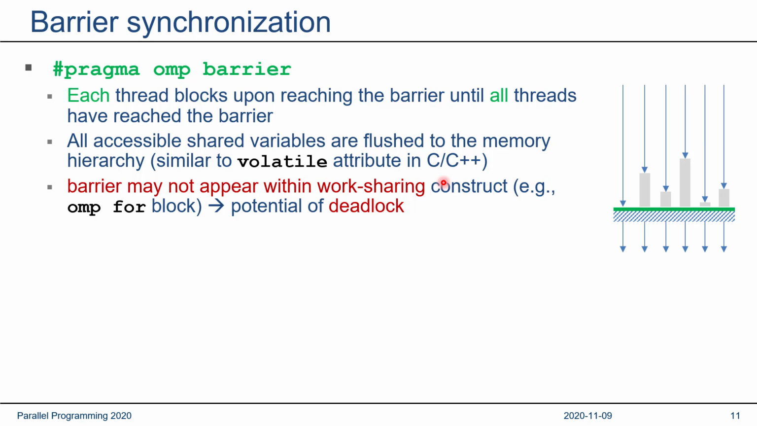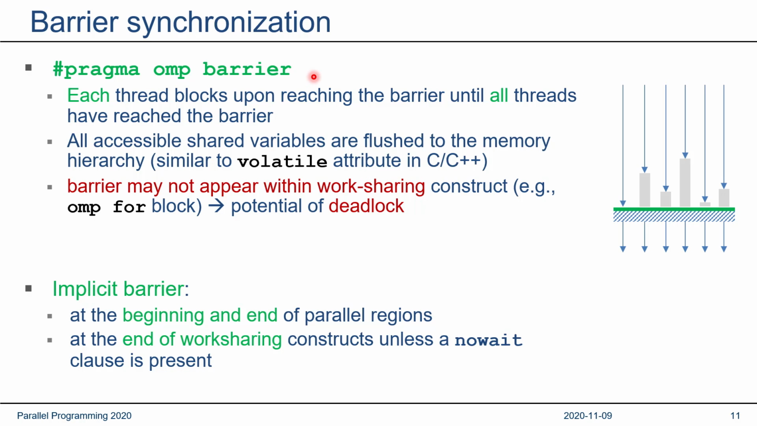Keep in mind that a barrier is a synchronizing construct. It may not appear within work sharing constructs. So imagine a parallel loop where by accident not every thread gets the same number of iterations. If that happens, then different threads encounter the barrier a different number of times. And of course, this would lead to a deadlock. Deadlock is a situation where the parallel program cannot go on because somebody waits for something indefinitely. So barriers may not appear within work sharing constructs, especially not within parallel loops.